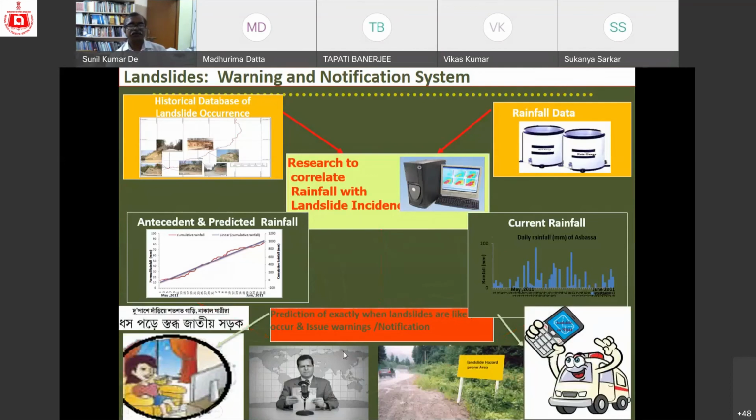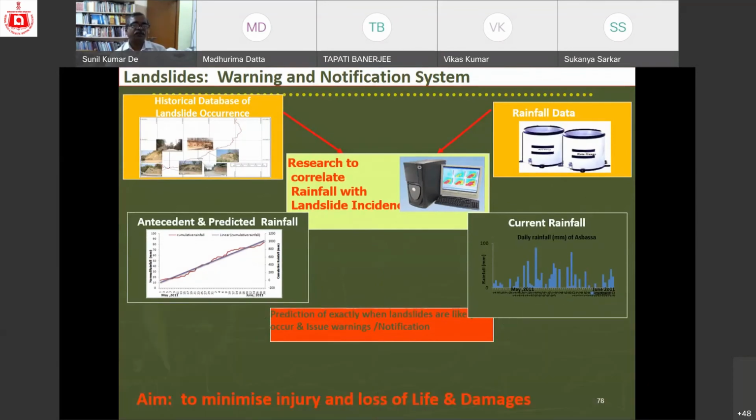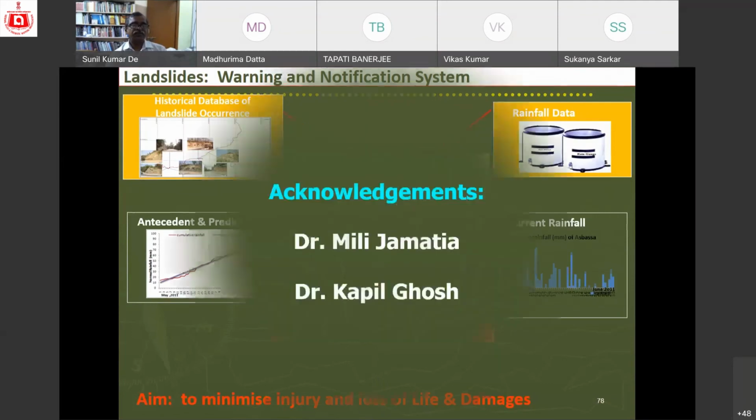So these are some of the photos taken from different sources. So these are the ways we can disseminate the information related to landslides, so as to minimize the injury and loss.